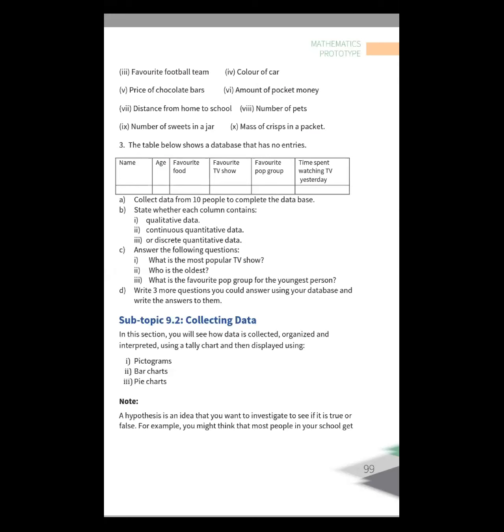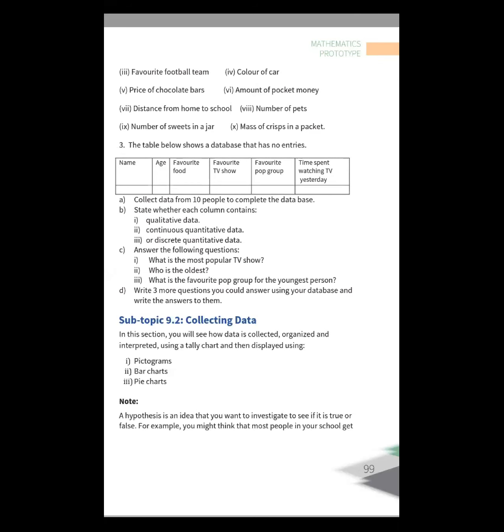Teacher, okay, let me first share my table. So the first person was my mom, and she's 45. Her favorite food is matoke and kalo, and favorite TV show is Case Closed. Favorite pop group, none. Time spent watching TV yesterday, 1 hour. And then Prosper, who's 10. Favorite food, pizza, and favorite TV show, regular show. Favorite pop group, Chainsmokers, and then time spent watching TV yesterday, 4 hours, 30 minutes.